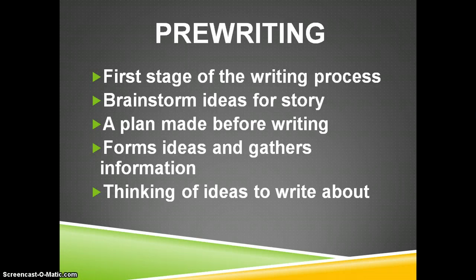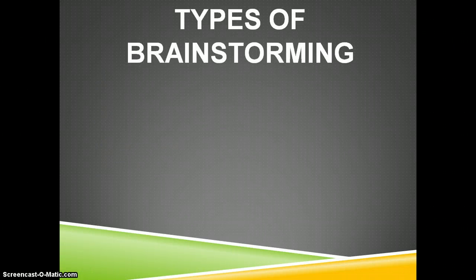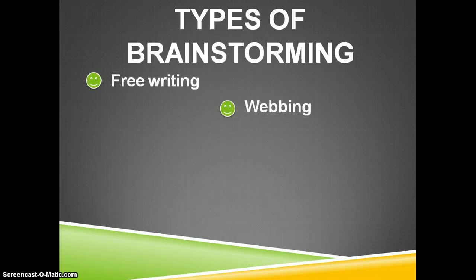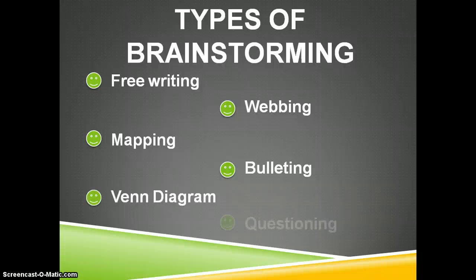I'll give each student a packet of all the writing techniques to use whenever they brainstorm for a story, such as blank worksheets. There are many ways to brainstorm to get an idea ready for a story. I'm going to ask the class what type of brainstorming they use or what types they have heard of. The 6 most common ways to brainstorm are free writing, webbing, mapping, bulleting, Venn diagram, and questioning.